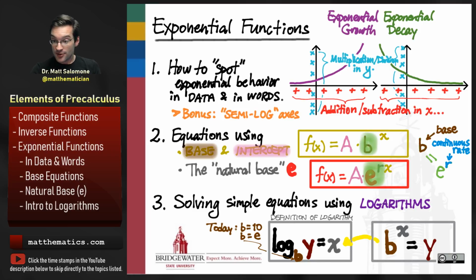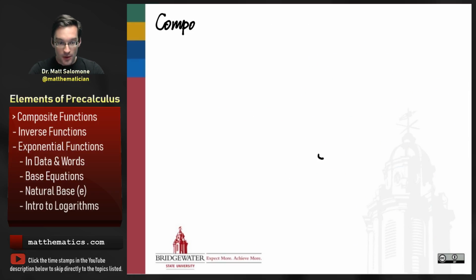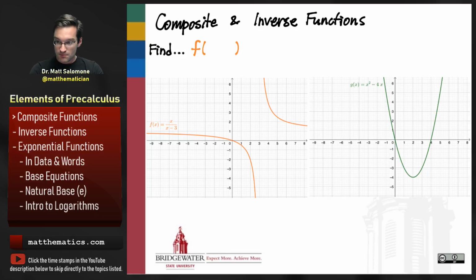So let's get things started by thinking about composite functions and inverse functions. This is really a question of how do we reverse the roles of x and y in a relationship that's expressed as a function in some way. So how do we go back and forth? So the question of composite and inverse functions tends to look something like the following.